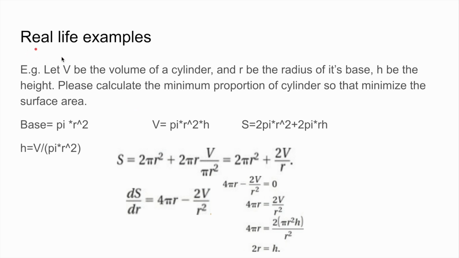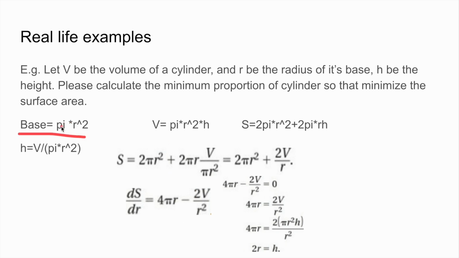Here are some real-life examples. Let V be the volume of the cylinder, R be the radius of its base, and H be the height. Please calculate the minimum proportion of the cylinder so that the surface area is minimized. If you want to do it by yourself, you could block out the answers and try to solve it on your own. Here are the answers that I worked out.